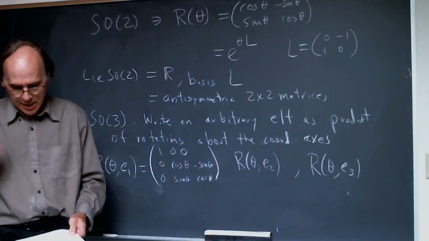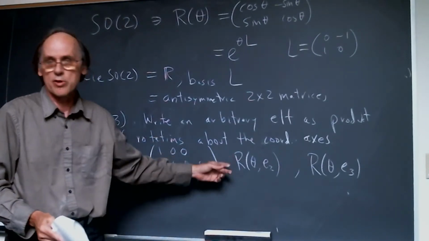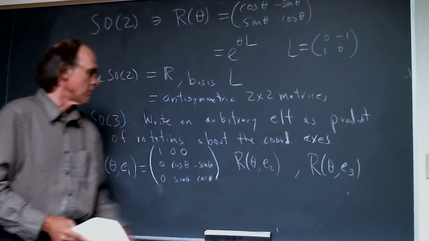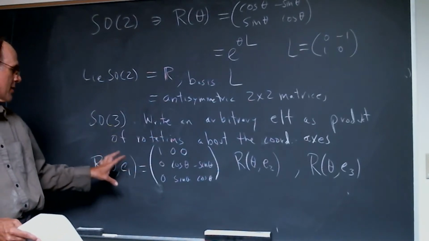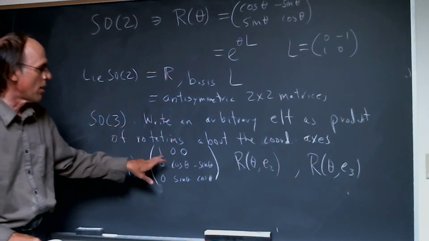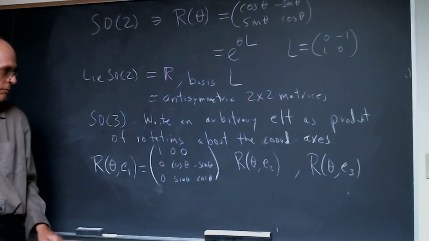There's a long story about how to do this. There are also different ways of parameterizing rotations. One is by Euler angles, which you may have seen. I won't tell you, but the idea is always that you generate a 3x3 SO3 matrix by some product of simpler rotations. Okay.